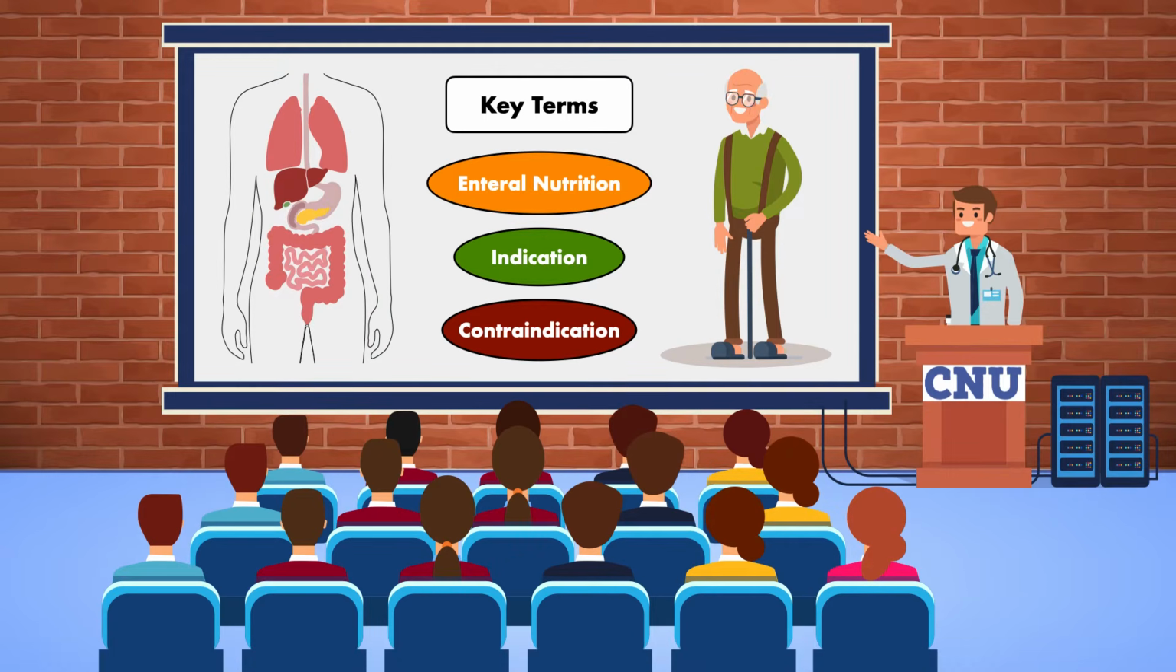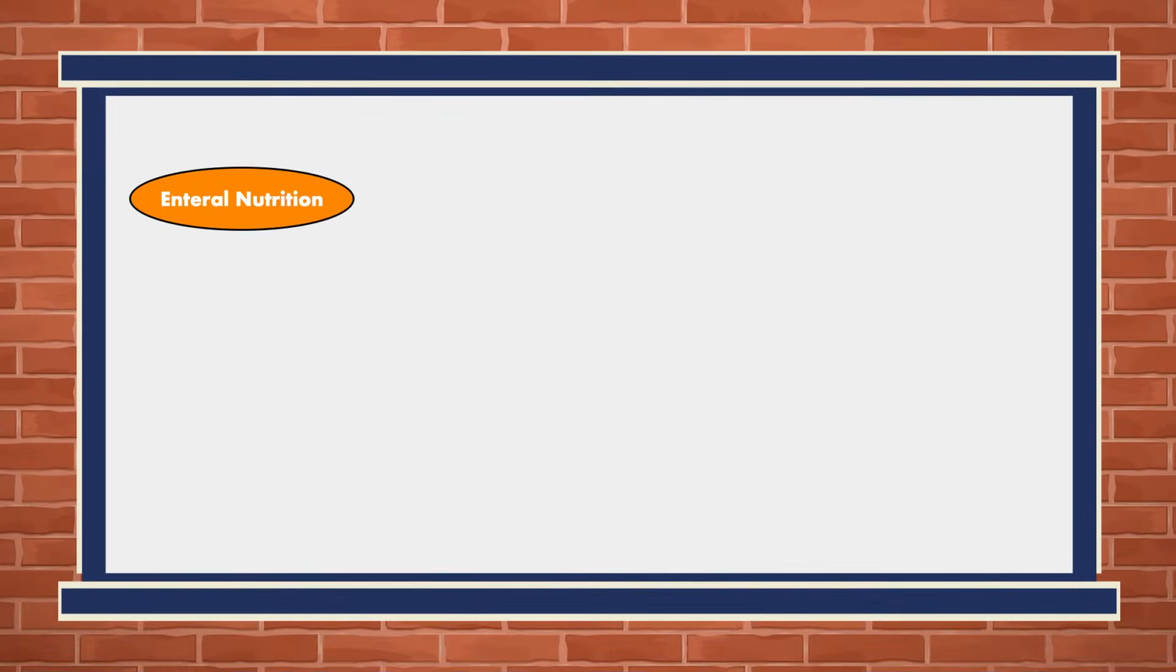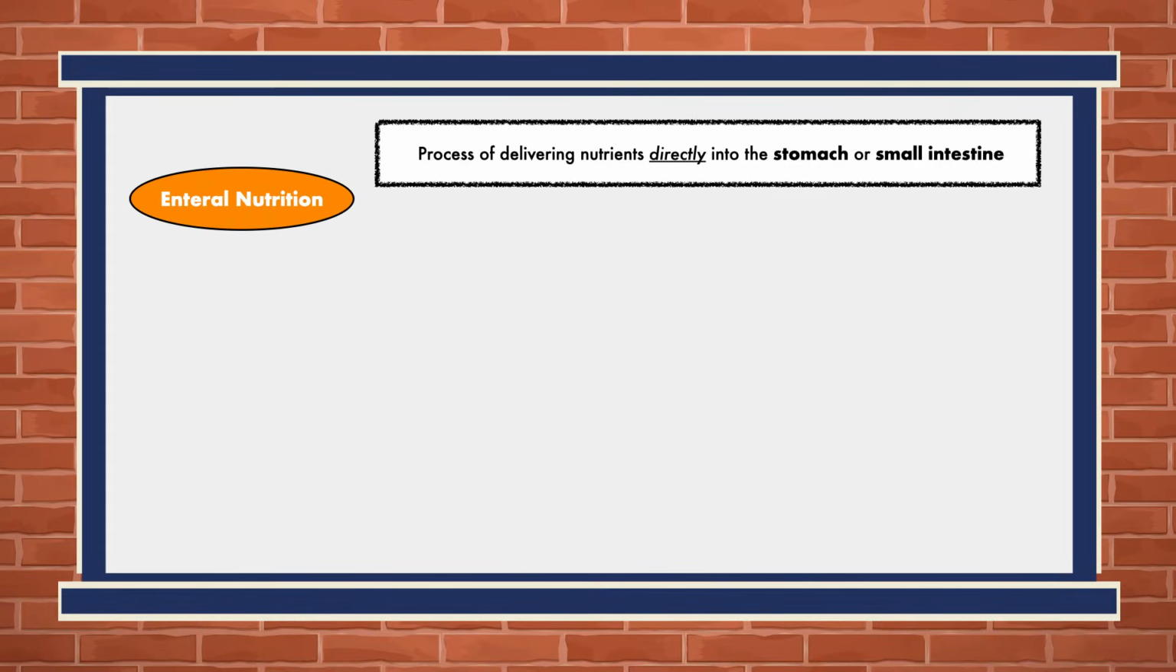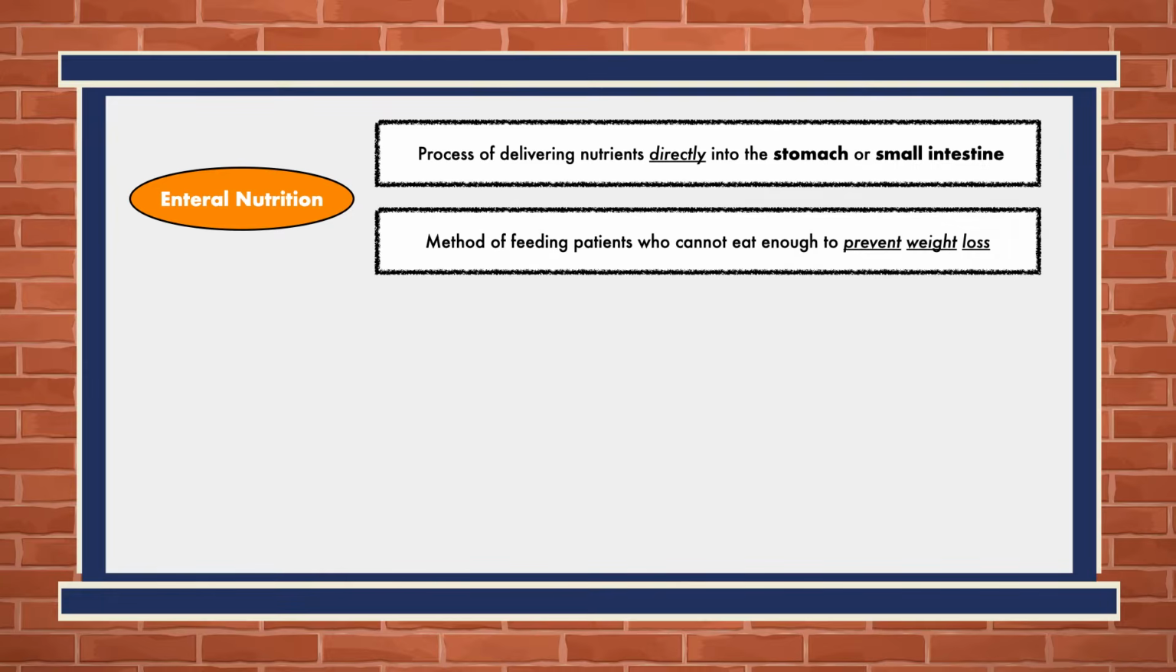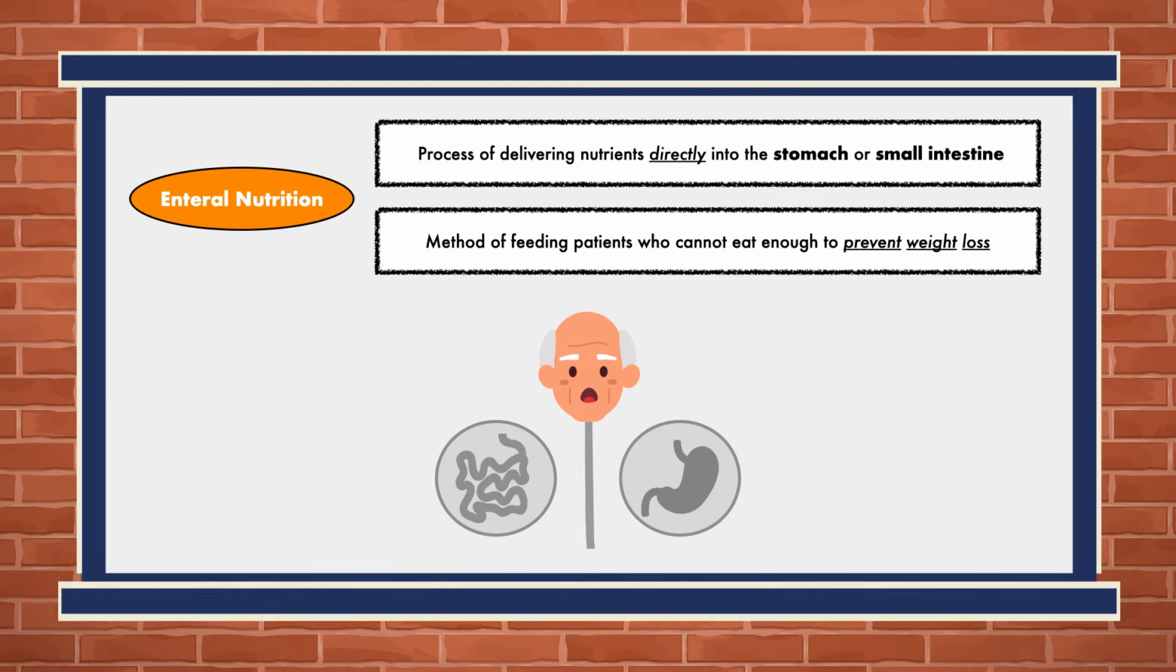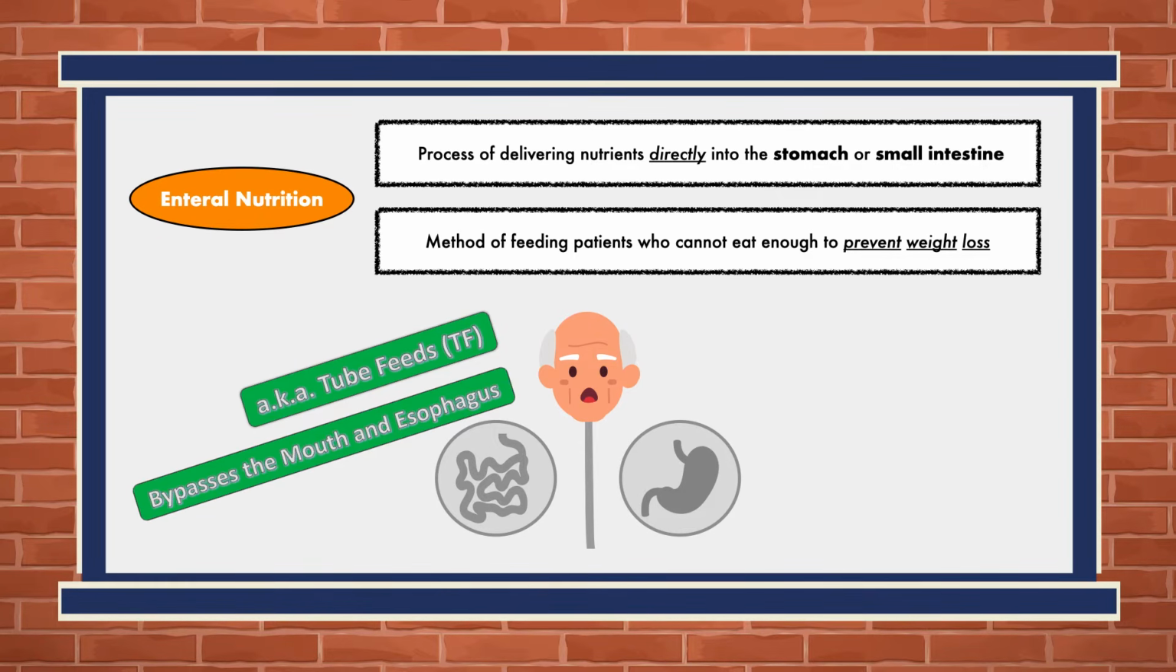We begin with a review of key terms that are important to understanding the concepts that will be discussed. The first, of course, is enteral nutrition. Enteral nutrition is the process of delivering nutrients directly into the stomach or small intestine. It can also be defined as a method of feeding patients who cannot eat enough to prevent weight loss. It is often referred to as tube feeds or tube feeding because that is how it is achieved, through a tube that bypasses the mouth and the esophagus.